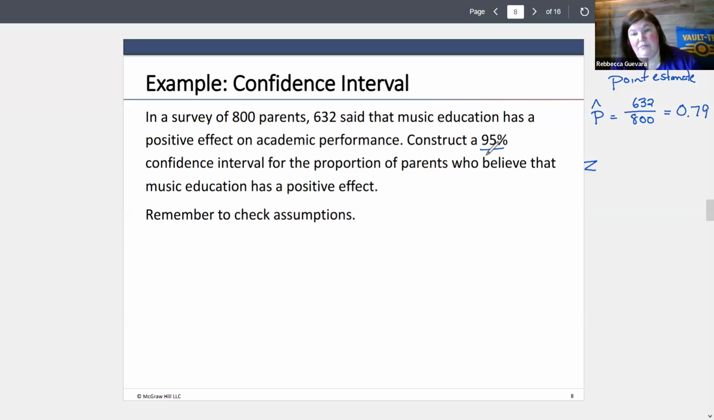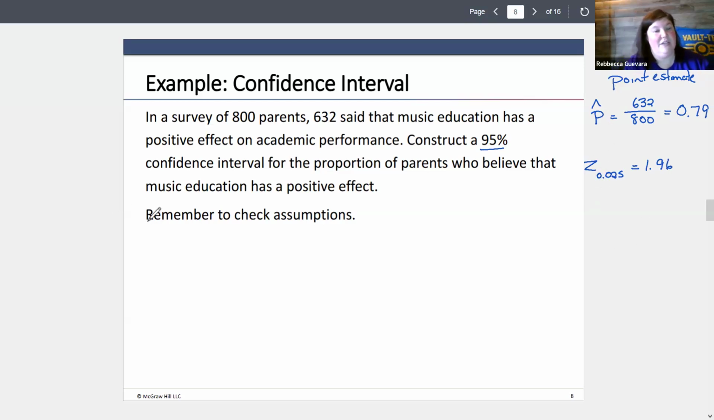So I need the z-score for 95%, so that's z of 0.025. And this one we found a couple times. We know that's 1.96. Like I said, that's one of the ones that we've known. We've just been using it over and over again, so we don't actually have to look up the z-score. So that's some of my information that I gathered.